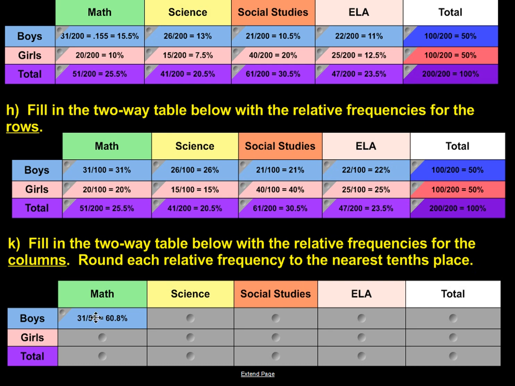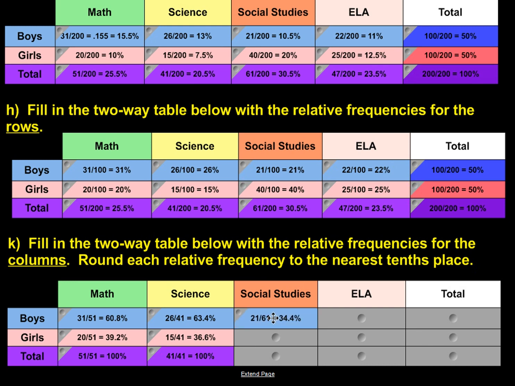So 31 divided by 51 is 60.8%. For girls, 20 divided by 51 was 39.2%. 51 divided by 51 is 100%. For science, we had 26 out of a total of 41 for this column, which is 63.4%. We had 15 out of 41 for the girls, which is 36.6%. And we had a total of 41 out of 41 for 100%.